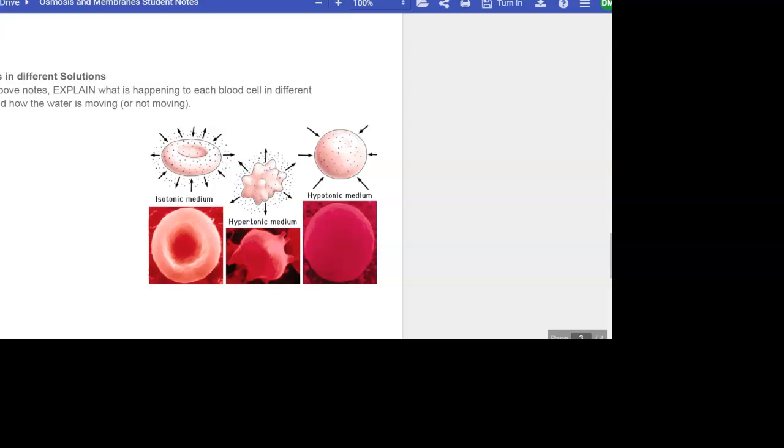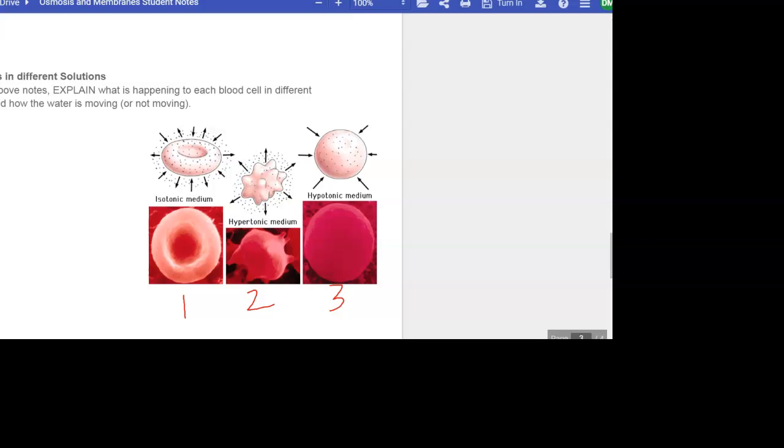So look at those blood cells and explain what's happening to each one, cell 1, 2, and 3. Hopefully you said in cell 1, since the cell was placed in an isotonic solution, that water is at the same concentration inside and out of the cell, so it comes and goes freely and there is no net movement of water. In cell 2, it was placed in a hypertonic solution, which was very high in solutes, therefore low in water, so water moves from inside the cell to out.